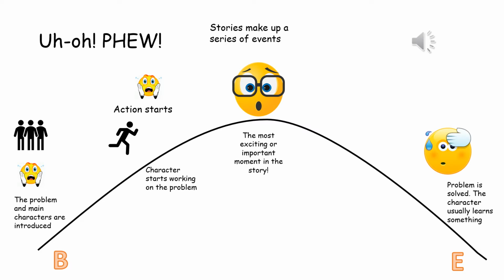So if you look, I have a B, that's for beginning. The problem and main characters are introduced. Then if you go up the story mountain, the action starts. The character starts working on the problem. Then if you go to the top of the mountain, the most exciting or important moment in the story happens. And then if you go down the story mountain, we have E for end, and the problem is solved. So that's phew! The character usually learns something.